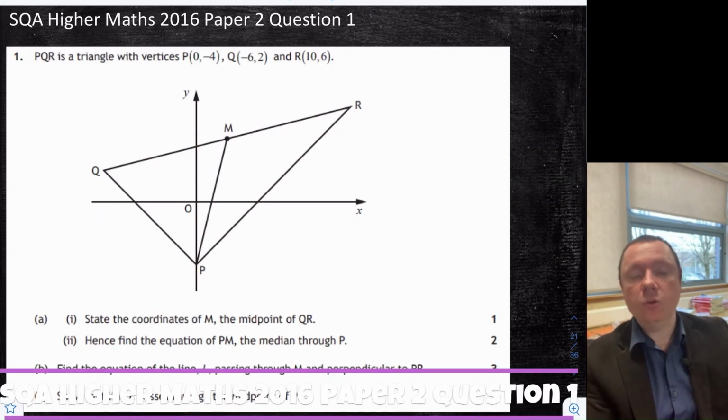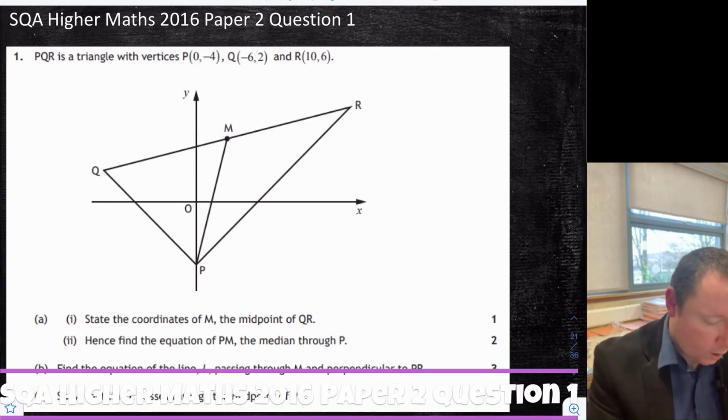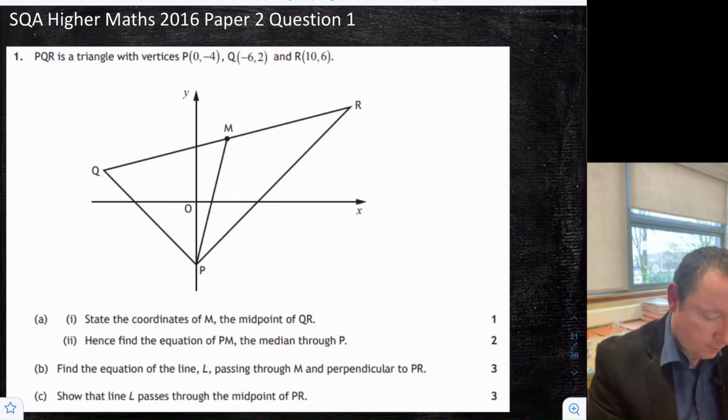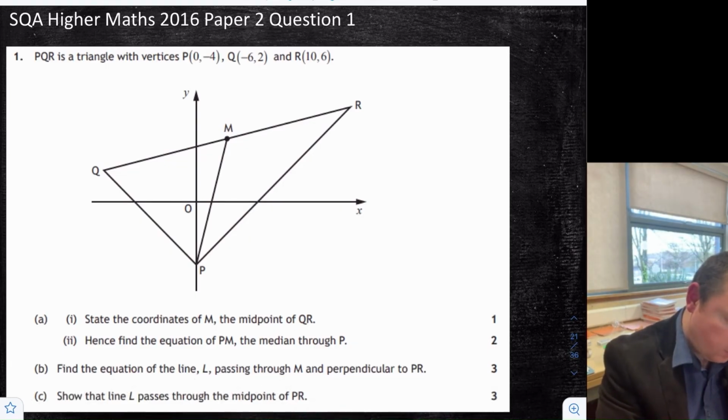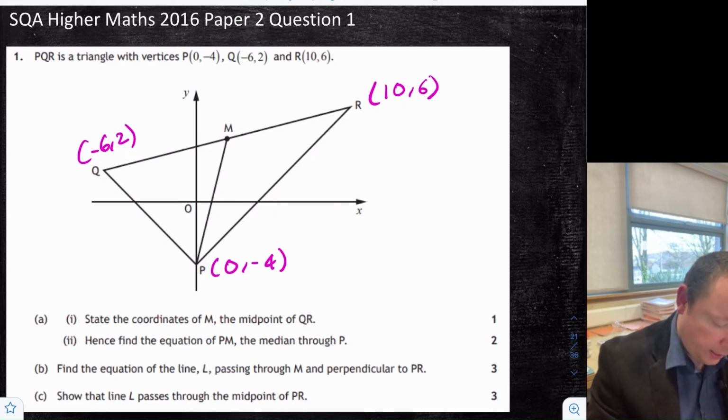SQA Higher Maths 2016, Paper 2, Question 1. Another triangle, this time with the state the coordinates of M, the midpoint of QR. So let's take a note of some of these points. We've got P is 0, minus 4, and R is 10, 6, and Q is minus 6, 2. And then find the equation of PM, the median.